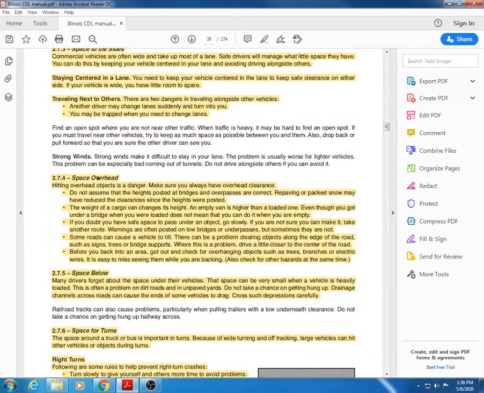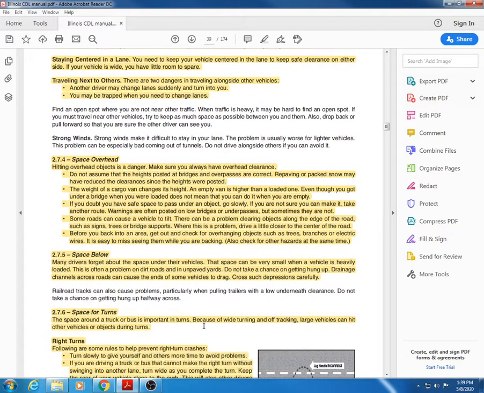Another one people forget about is space overhead. These trucks are a certain height. You need to know where you can go and always make sure that you're aware of trees, overpasses, and things like that that might be hanging, so as to not cause damage or a safety issue for somebody else falling off your truck. Space below, another thing that people forget about. Biggest part about that is with low-slung vehicles, and we'll talk about that a little bit more when we get into combination vehicles.